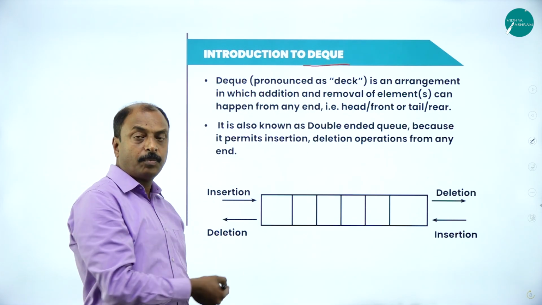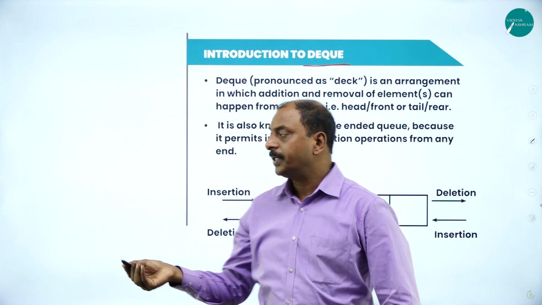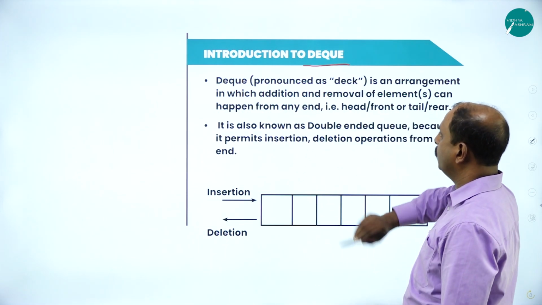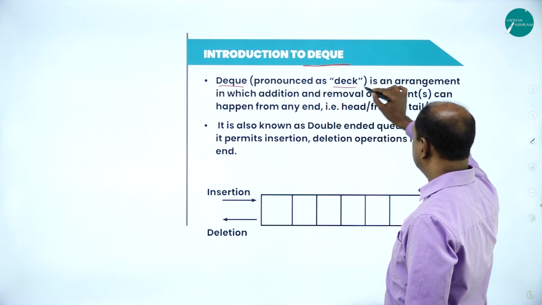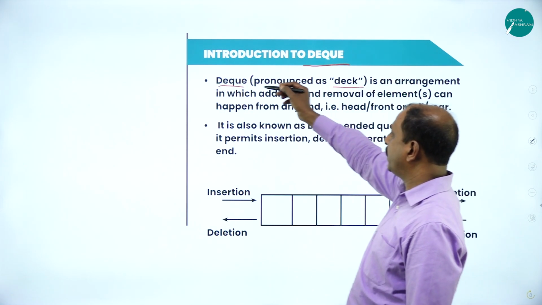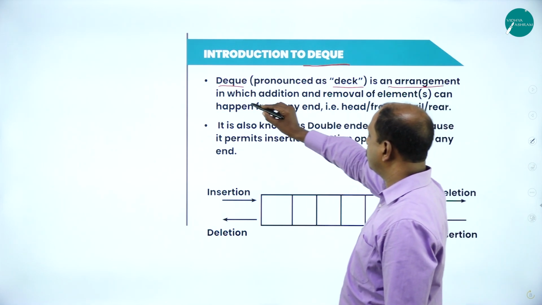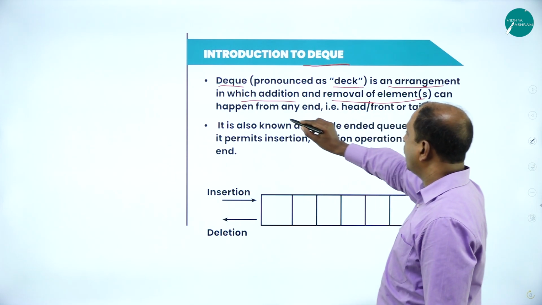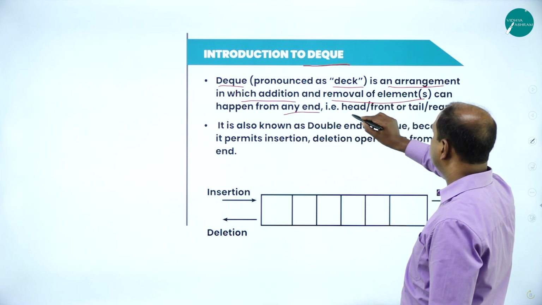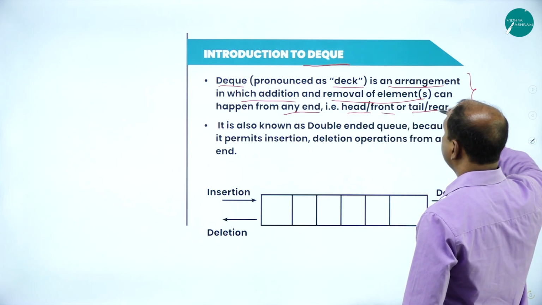In the next slide, we will talk about another concept called dequeue. So far we have learned about queue as a data structure. Now let us see one more data structure that is called dequeue. Here dequeue is pronounced as deck. It is an arrangement in which addition and removal of elements can happen from any end, that is head or front, or tail or rear. So what is a dequeue?